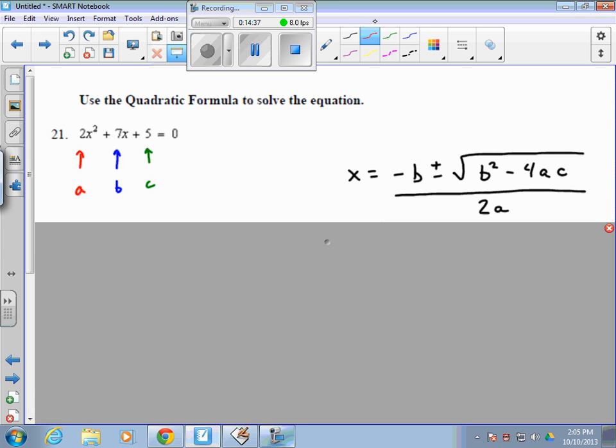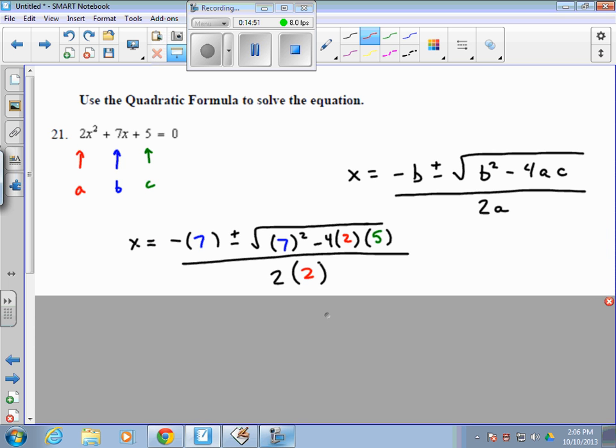To solve this equation, here's your quadratic formula. X equals negative b plus or minus the square root of b squared minus 4ac over 2a. So it's in standard form, 2x squared plus 7x plus 5 equals 0, where you can see a, b, and c. All you need to do is plug each of the values in. In place of b, you plug in 7. In place of a, you plug in 2, and in place of c, you plug in 5.